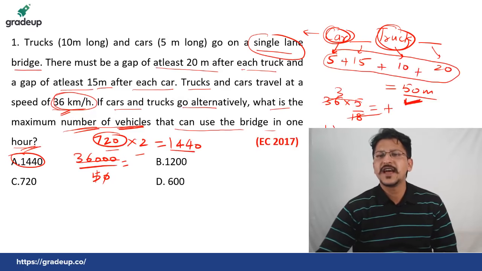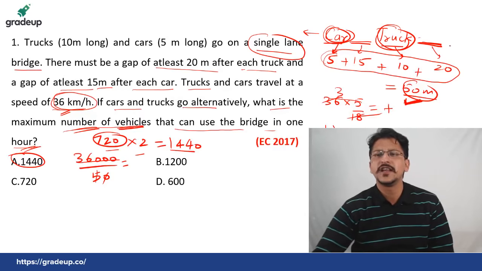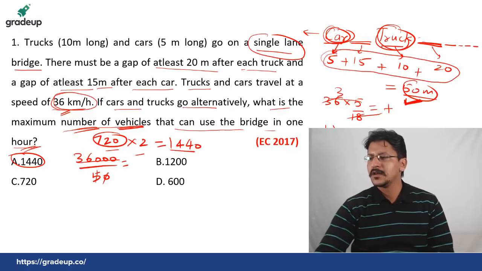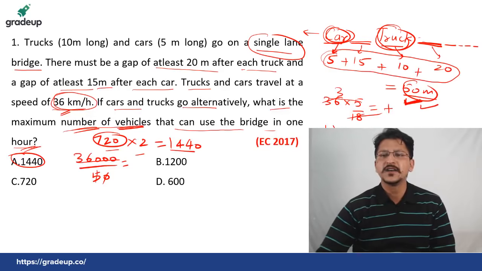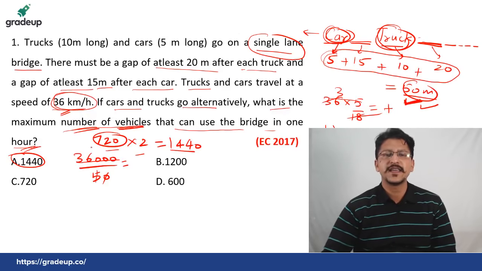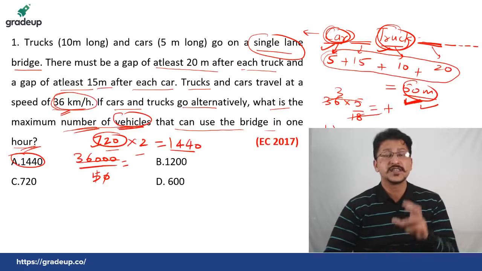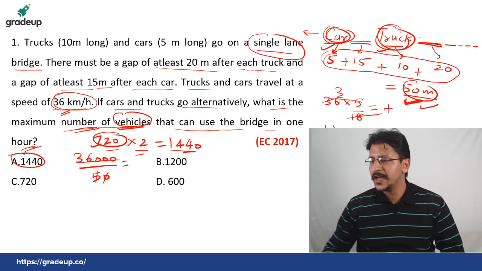Gulzar, we are doubling it because we are considering this 50 meter length of this lot, which consists of one car and the gap after the car, the truck, and the gap after the truck. After this, the lot will continue: here will come car, then gap, then truck, then gap. So we are considering this lot as one, and that's why this lot occupies a space of 50 meters. The total distance they can cover in one hour is 36,000 meters or 36 kilometers. So just dividing this gives you 720. But that is the whole lot consisting of a car and a truck. It is asking for the number of vehicles, which consists of both the car and the truck. So just multiply it by 2 and get the answer as 1440. Okay.